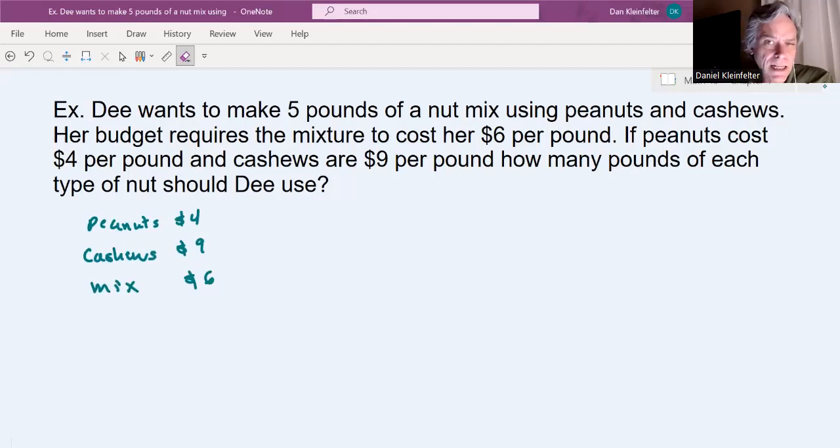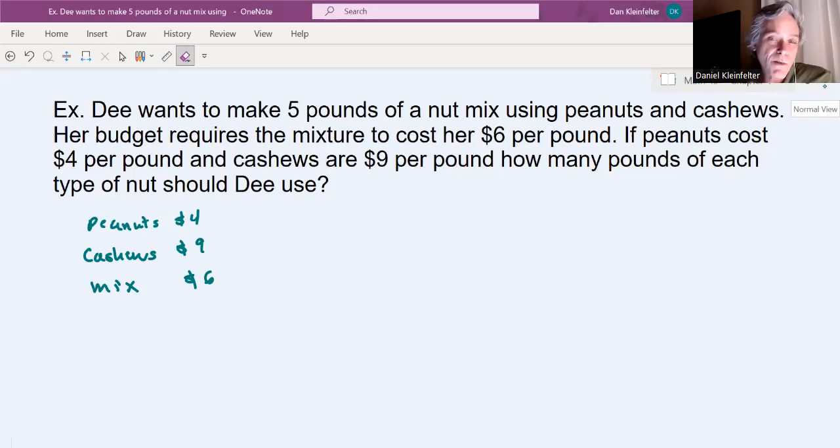If she wants to sell, let's say she's selling this nut mixture for $6 a pound, and it's full of cashews at $9 a pound, that wouldn't be very smart on Dee's part, right? Because she's buying cashews for $9 and selling them for $6. Similarly, if she's trying to make it all peanuts at $4 a pound, not many people are going to buy something that's a lot of cheap peanuts and pay $6 a pound for it. So it's got to be a mix of the cheaper peanuts and the more expensive cashews.